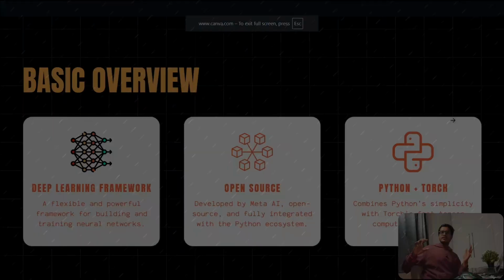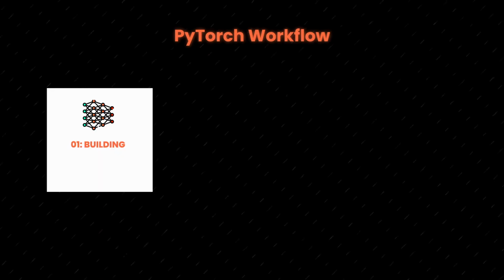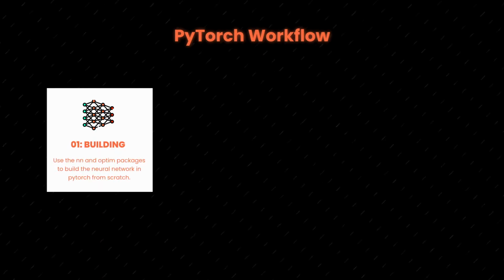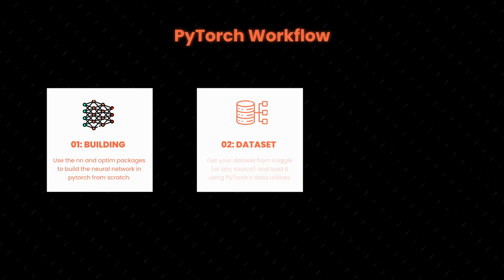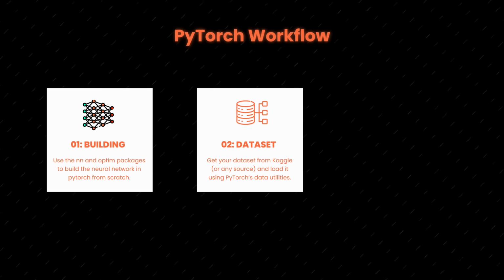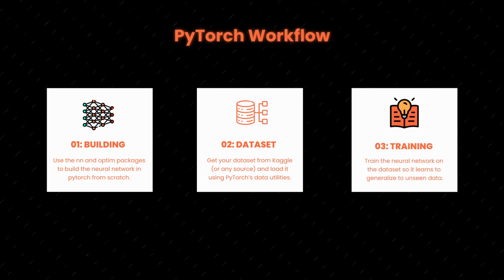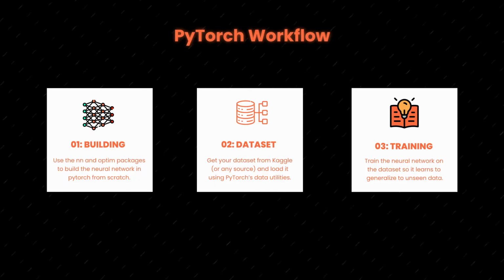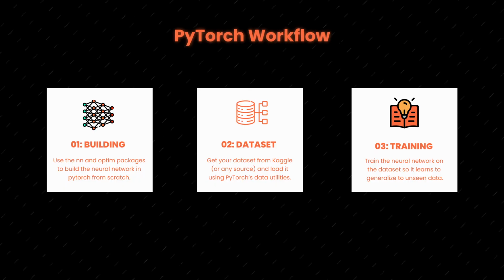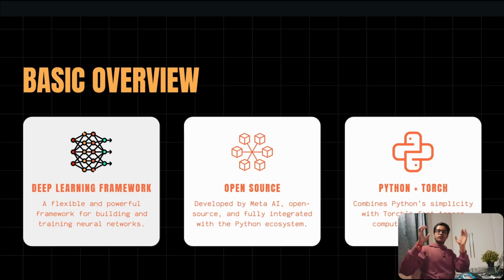So the idea is simple. You first build your neural network in PyTorch, and then you have your data set, so you get it from Kaggle or wherever, and then you train your neural network on this data set so that this neural network gets trained and it can generalize for new and unseen data. So that is the whole workflow of PyTorch, and PyTorch makes it very easy.